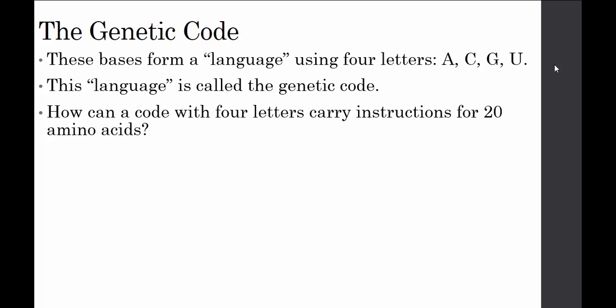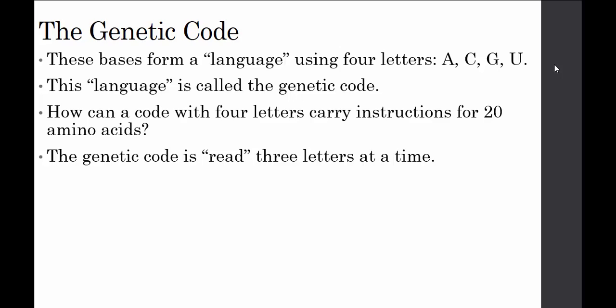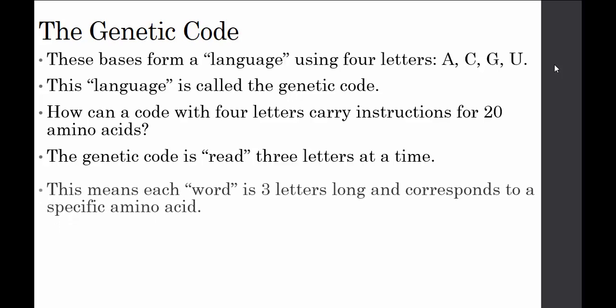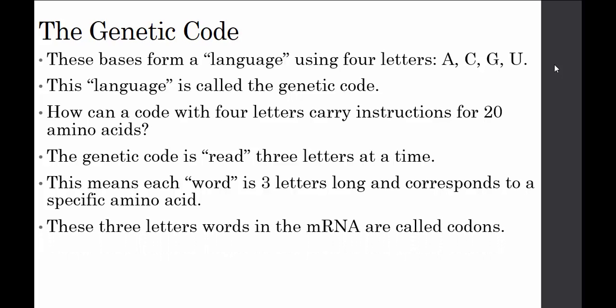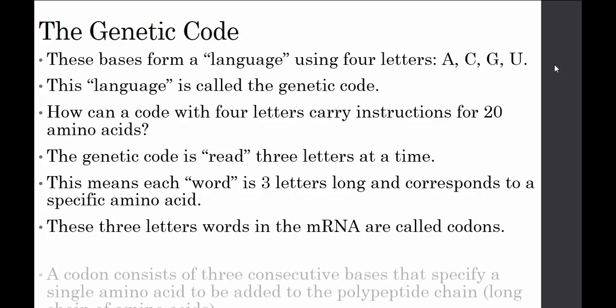Well, how can a code with 4 letters carry instructions for 20 amino acids? Well, the genetic code is read 3 letters at a time. This means each word is 3 letters long and corresponds to a specific amino acid. These 3-letter words in the mRNA are called codons.